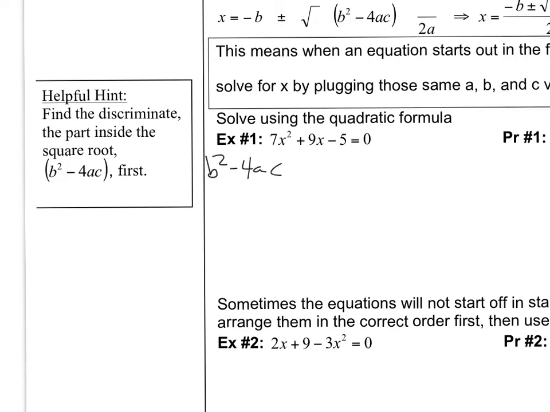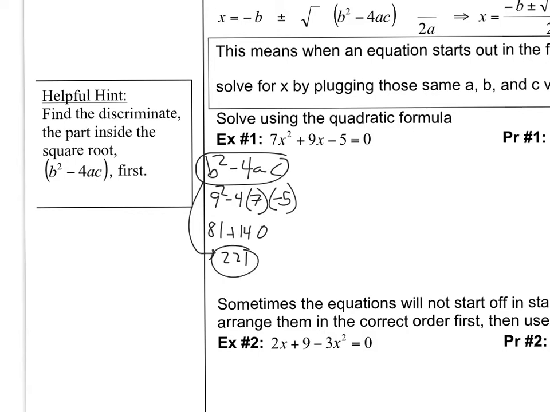Let's just plug those parts in. Well, my b is 9, so I got 9 squared, minus 4 times my a value, which is 7, times my c value, which is negative 5. Okay, 9 squared is 81. And negative 4 times 7 times negative 5 is 140, and it's a positive 140, so we're going to add 140 here. If I add those two things together, I get 221. All right, so my b squared minus 4ac is 221.